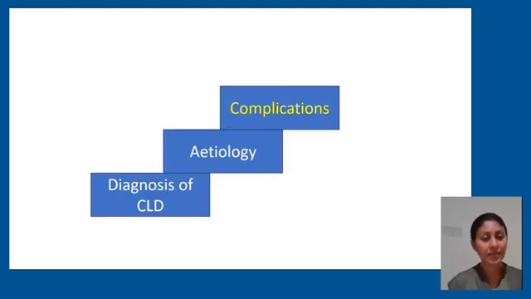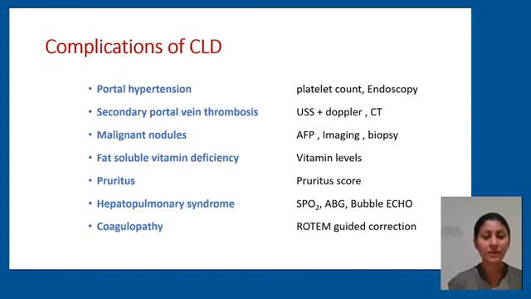Thirdly, we have actually looked at the diagnosis and etiology, and now thirdly, we can look at the complications associated with chronic liver disease. These are the main complications which we encounter in our day-to-day practice. Portal hypertension is very, very common. If you see a child with chronic liver disease, invariably you will see portal hypertension.